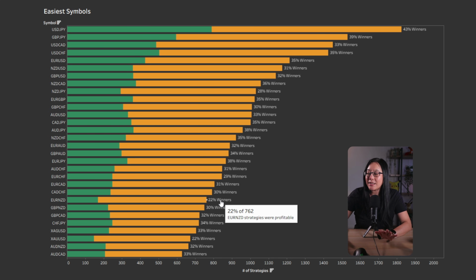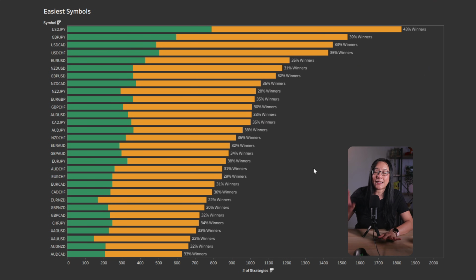Not only is the Euro New Zealand a hard currency to find an edge in, but when we do find an edge, they didn't make that much money and only 22% were profitable. I've just given you a whole bunch of numbers, 43%, 22%. It can be a bit confusing, but let me break it down so it's super crystal clear even for beginners.